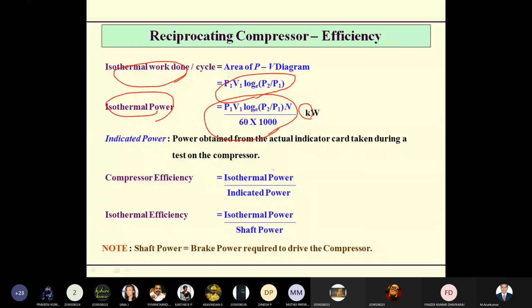Right. So the indicated power can be calculated, which is the power obtained from the actual indicator card taken during the test on the compressor. Then compression efficiency can be calculated by the formula isothermal power by indicated power. Then the isothermal efficiency will be isothermal power by shaft power. So these are the general equations. You can refer to that.